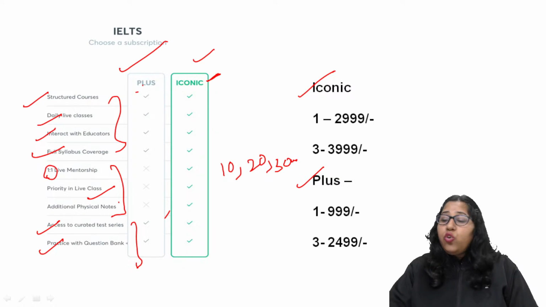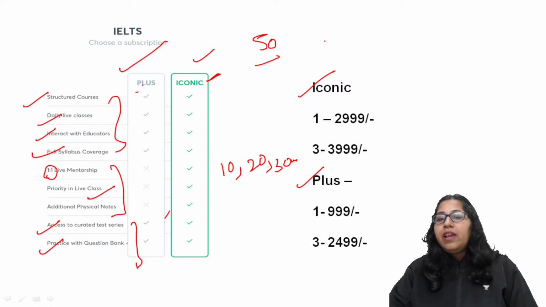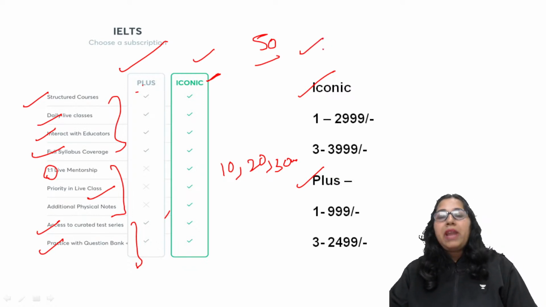Secondly, you will be given a priority in the class. Let's say if there are 50 students in my class and you are an iconic student, if you want to ask me something, you'll be prioritized.